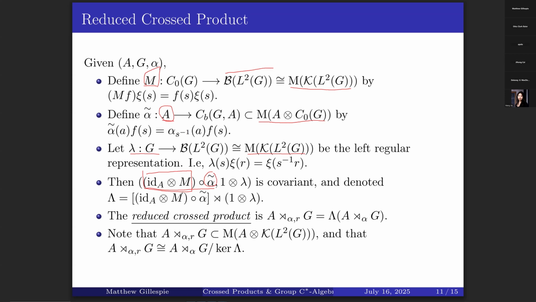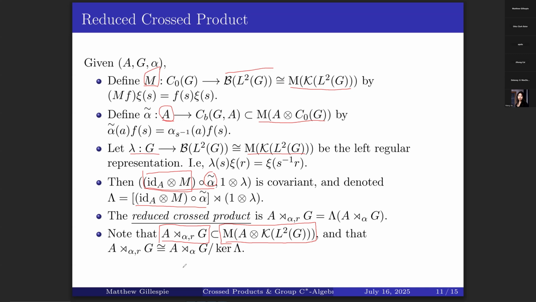So the left-hand side will end up in the multiplier algebra of A tensor the compacts. And the same thing happens here with this amplification of the regular representation of little lambda. So this C-star algebra, the reduced cross product, sits inside of this bigger C-star algebra.